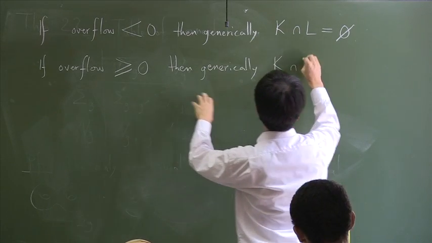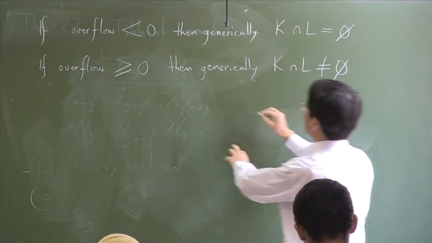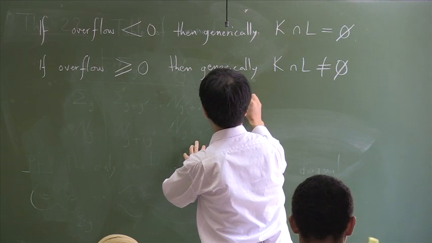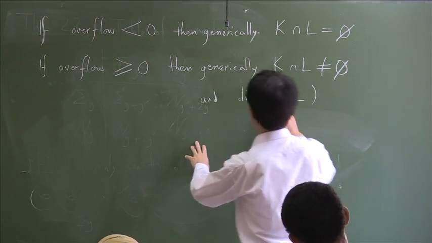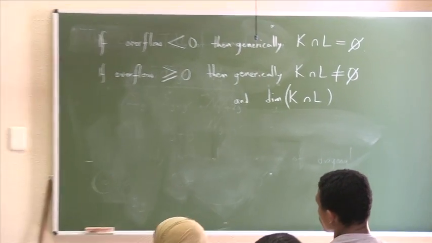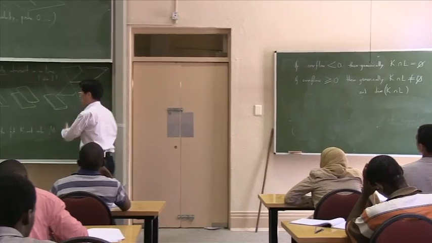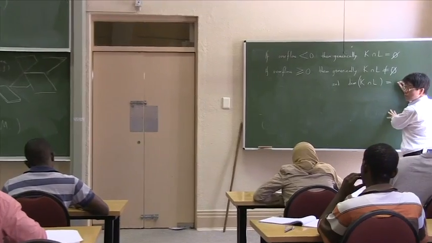the intersection is non-empty. In other words, there is an intersection, and the dimension of that non-empty intersection, if you like here, the point at which two lines meet, or the line along which two planes meet, and so on, is exactly equal to the overflow.